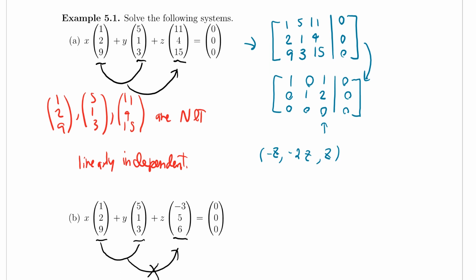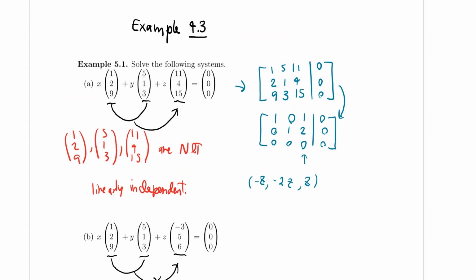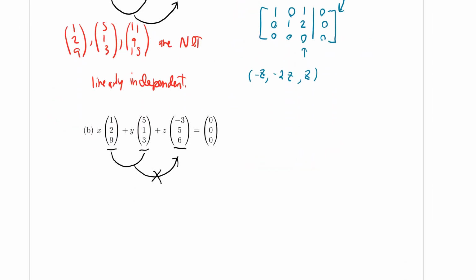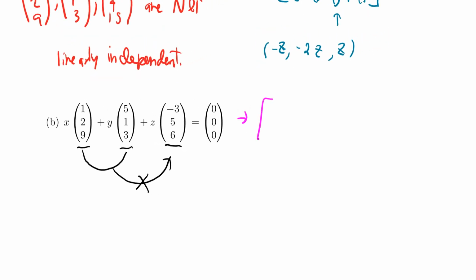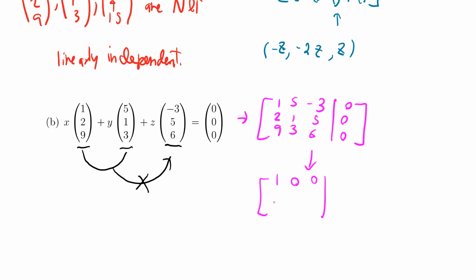Okay, so let's see what's going to happen in the next case. I have this system. Let me once again put this into the augmented matrix. I'm going to have 1, 2, 9, 5, 1, 3, negative 3, 5, 6, and 0, 0, 0. I can go ahead and row reduce this. I'm going to get 1, 0, 0, 0, 1, 0, 0, 0, 1, and 0, 0, 0.